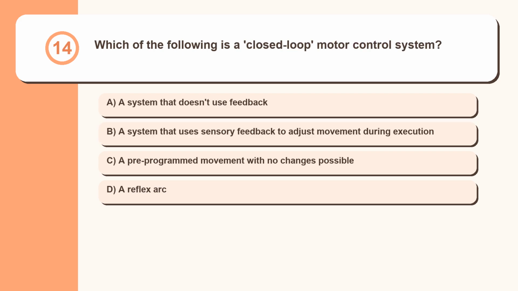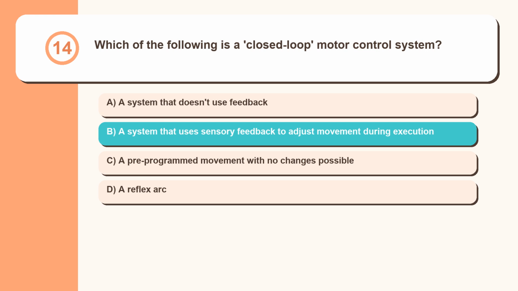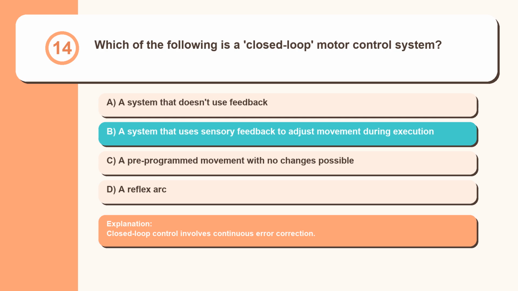Question 14. Which of the following is a closed-loop motor control system? A system that doesn't use feedback. A system that uses sensory feedback to adjust movement during execution. A pre-programmed movement with no changes possible. A reflex arc. Closed-loop control involves continuous error correction.